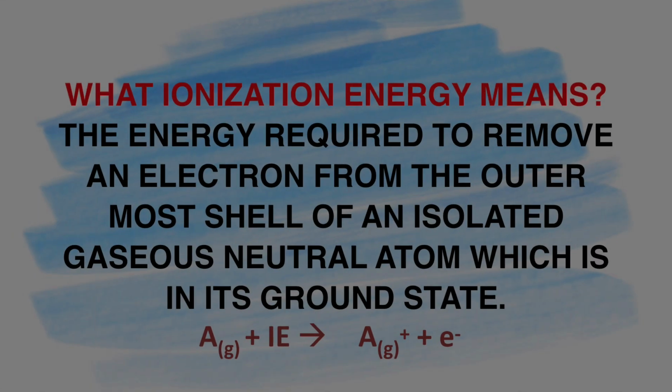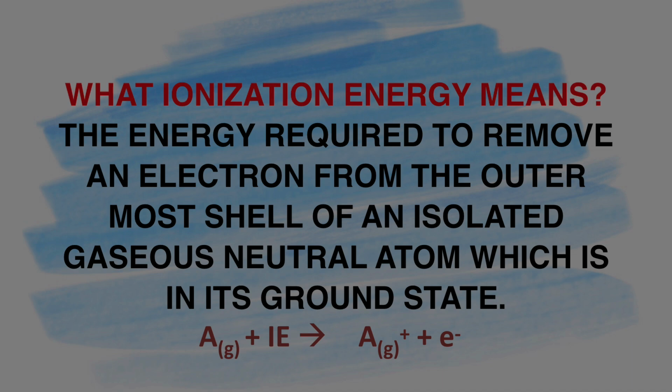Let us discuss what we mean by ionization energy. Ionization energy is the energy required to remove an electron from the outermost shell of an isolated gaseous neutral atom which is in its ground state. Here you should know the meaning of every term used in the definition.